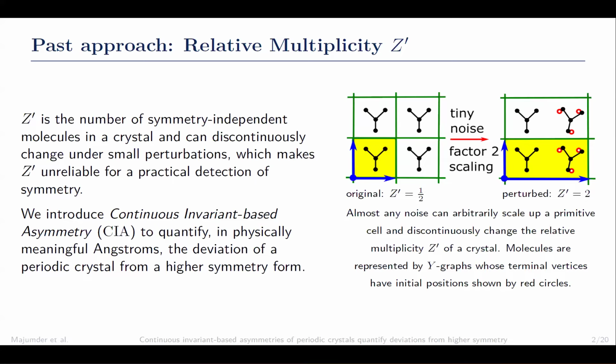After introducing some tiny noise in this crystal structure, we get a factor 2 scaling of the crystal structure whose unit cell contains two molecules whose terminal vertices have initial positions shown by red circles. So thus, this perturbed crystal structure has Z prime equals 2. We introduce continuous invariant-based asymmetry to quantify the deviation of a periodic crystal from a higher symmetry form in physically meaningful units, angstroms.